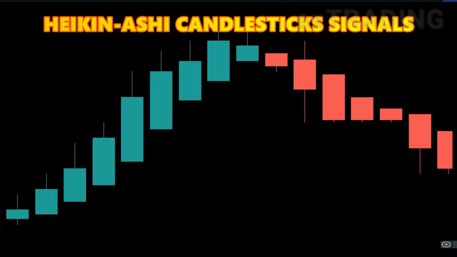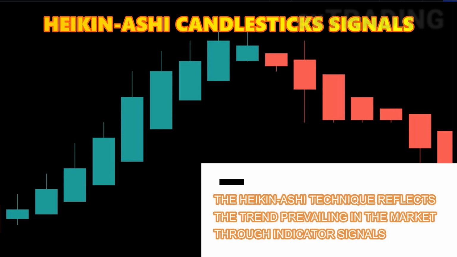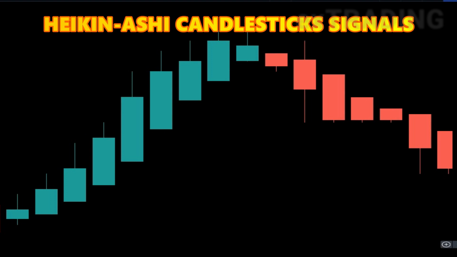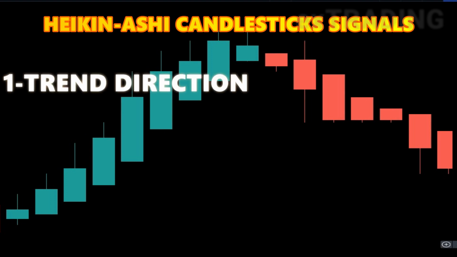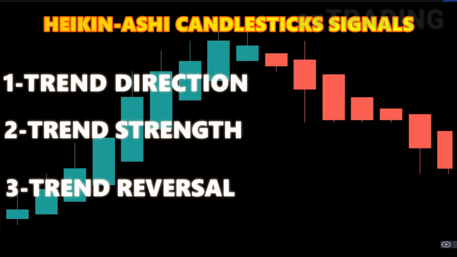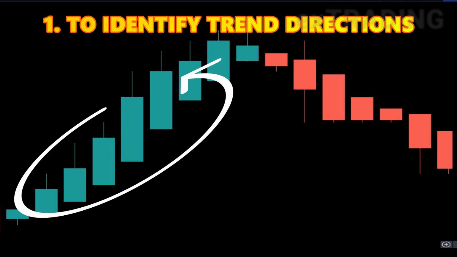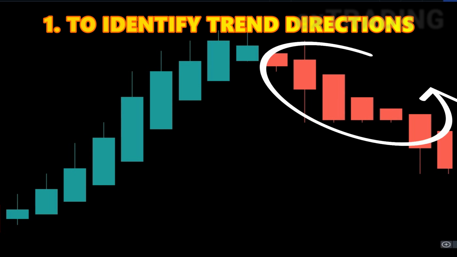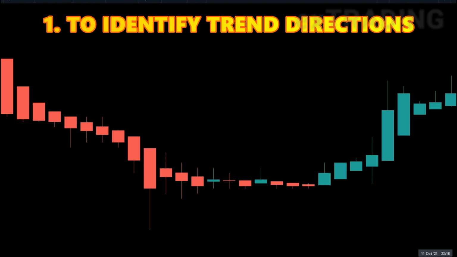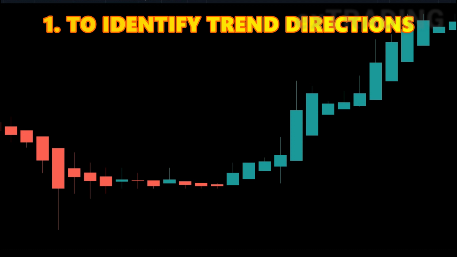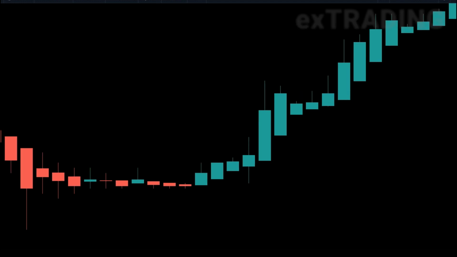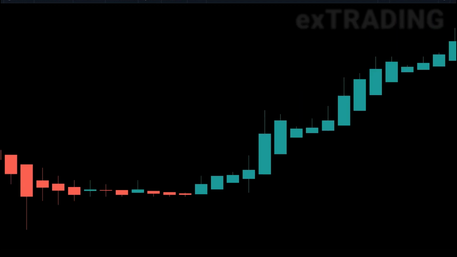Let's see the Heikin-Ashi candlestick signals. The Heikin-Ashi technique reflects the trend prevailing in the market through indicator signals. There are 3 main aspects of the Heikin-Ashi indicator signals: trend direction, trend strength, and trend reversal. 1. To identify trend directions. The green Heikin-Ashi candlesticks indicate an uptrend, and the red ones indicate a downtrend. Notice how some of the Heikin-Ashi candlesticks remain green even though the actual prices are represented by red candles. This tells us that an uptrend is still ongoing.